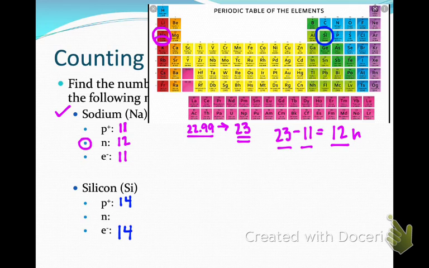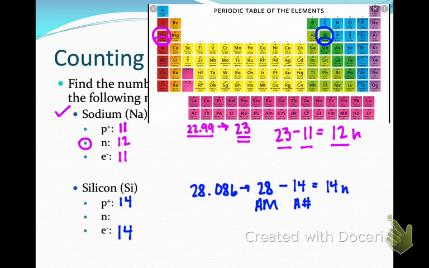And so to find my number of neutrons, I take its atomic mass, 28.086. So I'm going to round that. Your numbers might be a teensy bit different on your periodic table, but they're going to be pretty darn close. So I'm going to just round that to 28. That would be the atomic mass. I'm going to subtract out my atomic number, and that gives me 14 neutrons.